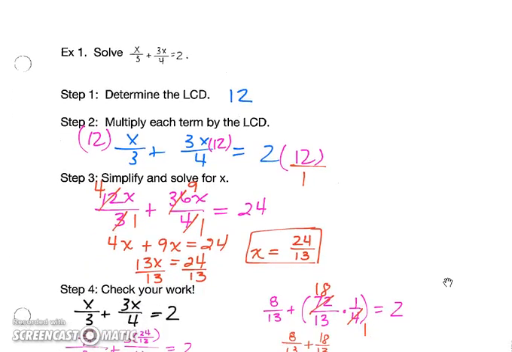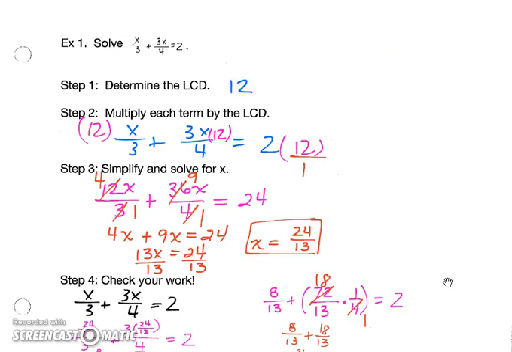So here are the steps for when we're solving and there's a fractional denominator. I have x over 3 plus 3x over 4 is equal to 2. First thing I do is determine the LCD. So 3 times 4 is 12. That's how I come up with this number. I multiply each term by the LCD.